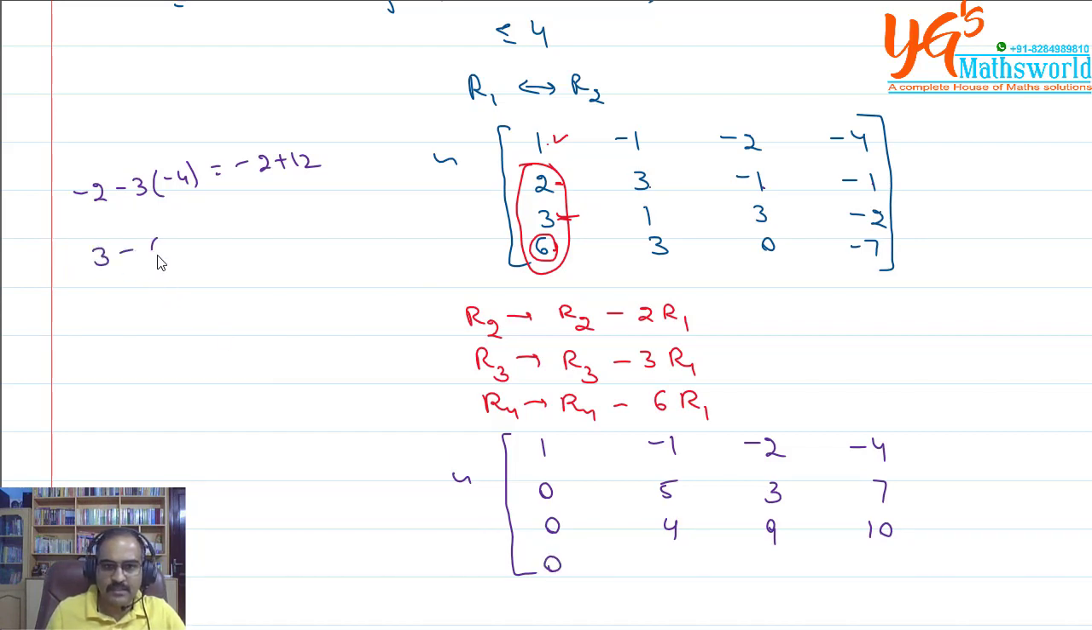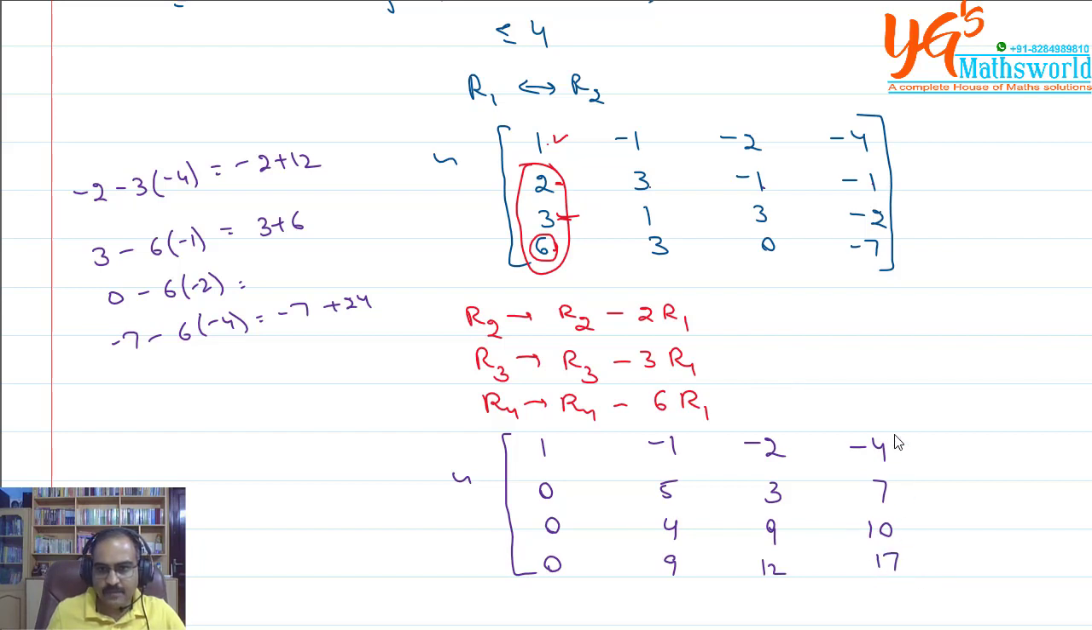Next, 3 minus 6 times -1, so it will be 3 plus 6, that will be 9. The last, 0 minus 6 times -2, so it will be 12. And -7 minus 6 times -4, so -7 plus 6 4s are 24. So 24 minus 7, it will be 17.